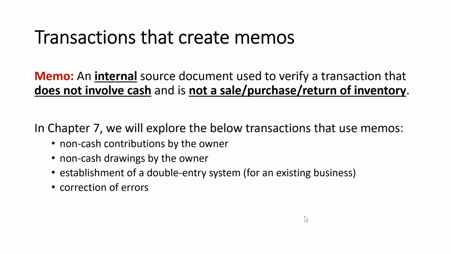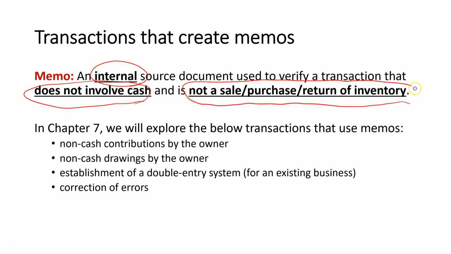So we've already looked at lots of different kinds of source documents. We've got receipts, check butts, we've got bank statements, we've got EFTPOS transactions, invoices. Memos are a special kind of source document that reference a transaction that happens internally or within the business. And often they're used to verify transactions that don't involve cash or are not related to sales, purchases, or returns of inventory. So they kind of cover a range of things that fit into the other category.